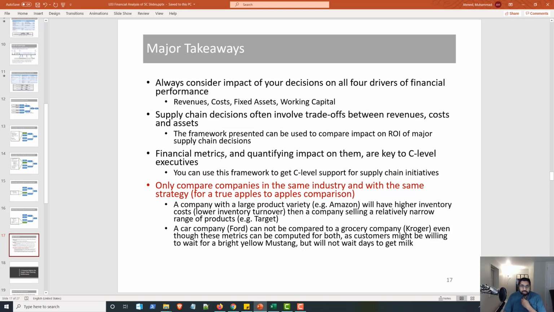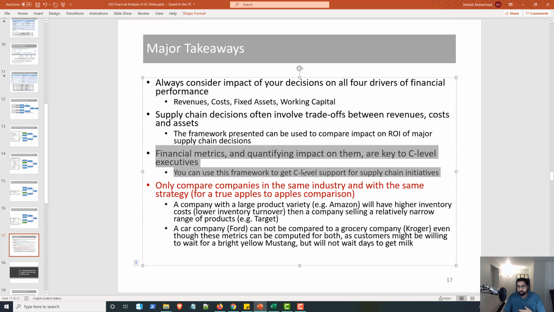Okay, financial metrics and quantifying them are key to C-level executives, right? So CEOs, CFOs, they love this stuff. They want to see the impact on financial statements. This can help you get their support, right? You can say, by opening this warehouse, my revenues will go up by this much, my fixed asset turnover will go up by this much, which means ROI will go up by this much. And so you can make them kind of happy and show them that this is actually going to be something tangible on the financial results of the company.